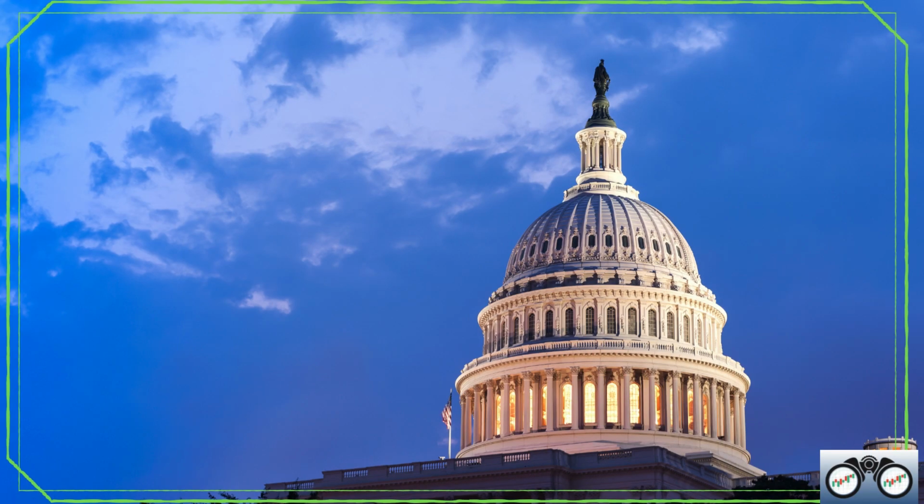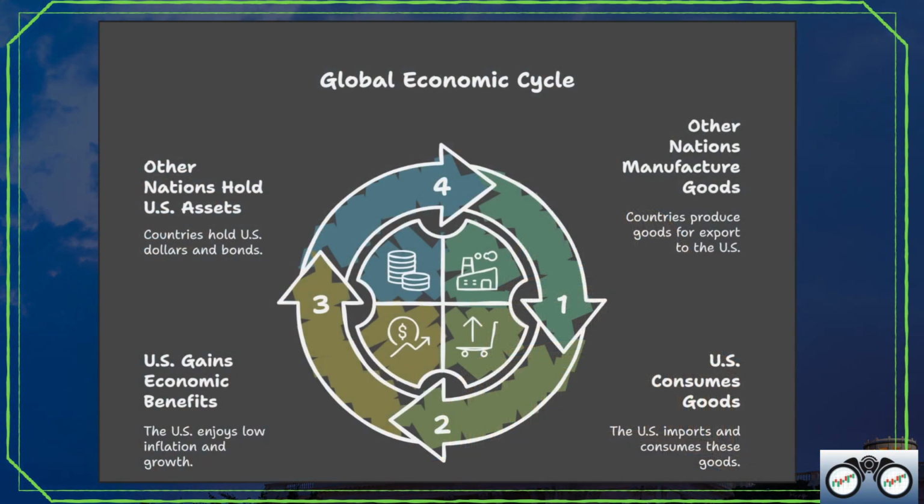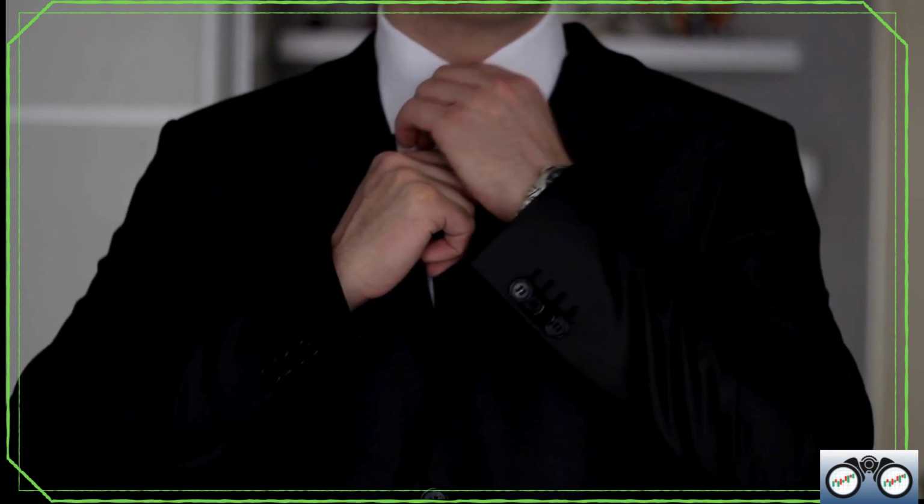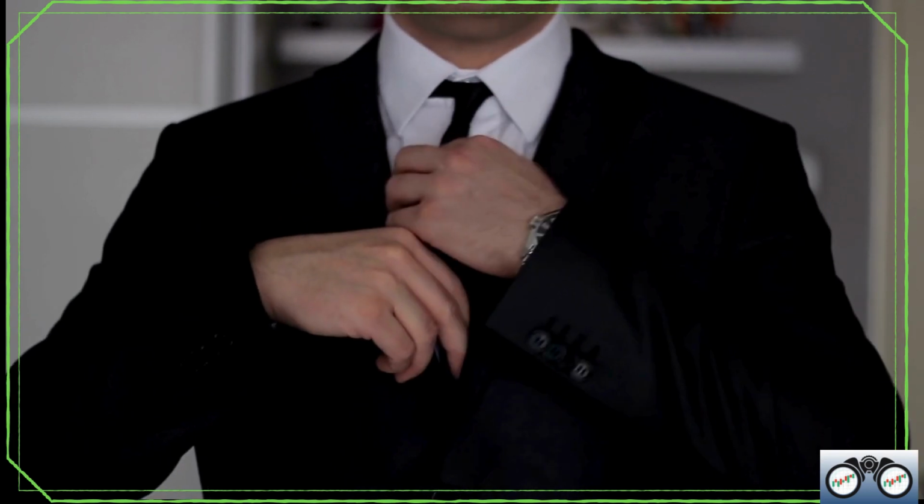Okay, let's quickly summarize this section. For decades, the global economy revolved around this model. Other nations manufactured goods, the US consumed them. The US got cheap goods, low inflation, and economic growth, and in return, the other countries held US dollars and treasury bonds as safe assets. It worked, until it didn't. And now, the US is ready to shake things up.